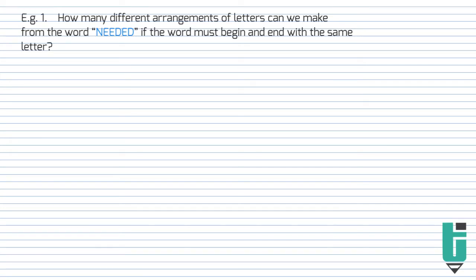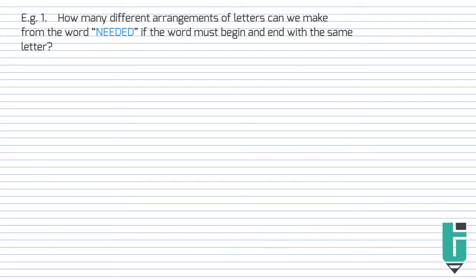So let's see, example 1 asks, how many different arrangements of letters can we make from the word needed if the word must begin and end with the same letter? A few things we need to notice. First of all, the word we were given, needed, has identical letters. We have more than one E, we have more than one D. We just talked about that in the previous video, so we know how to deal with this. We just need to take this into account when doing the problem.